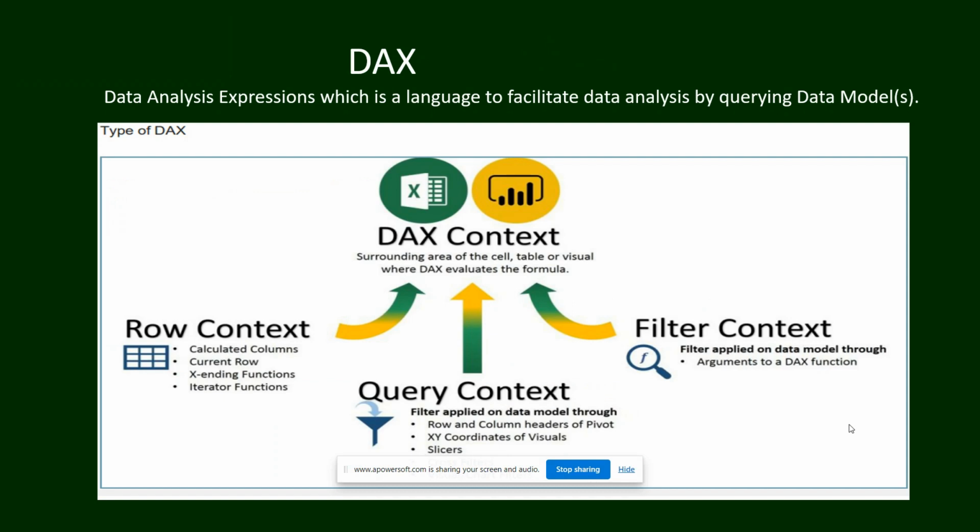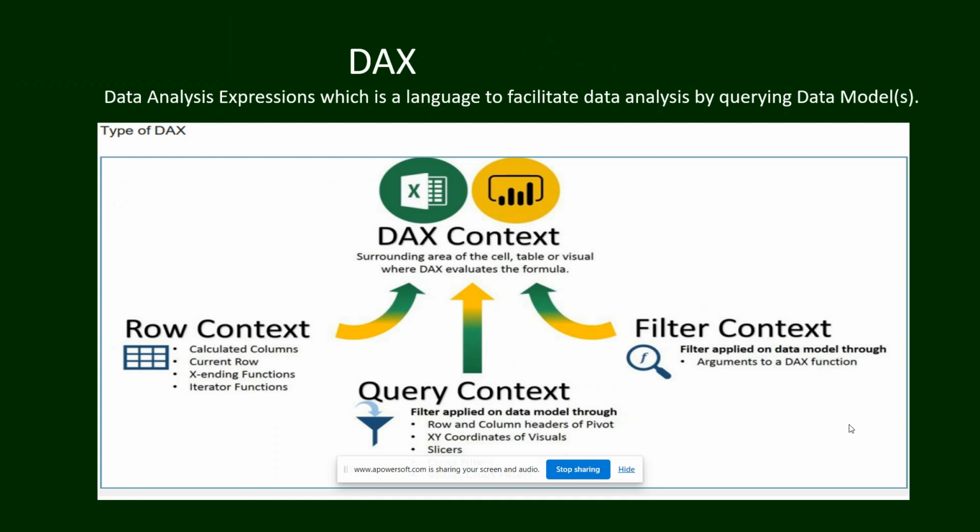And the DAX context, you can split it into the row context, the query context, and the filter context. With the row context, we are able to see the data in rows in your report. The query context is nothing but how you apply your condition. Let's say you are applying a filter on the data model. You have a region, right? When you apply region equal to East, that's called a query context.